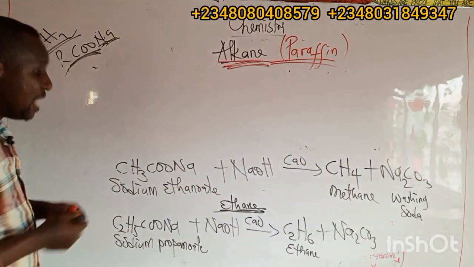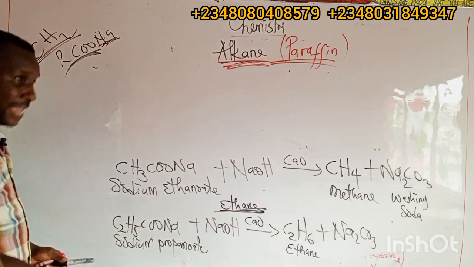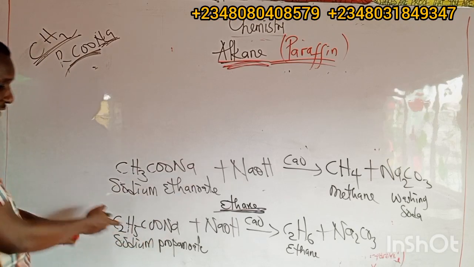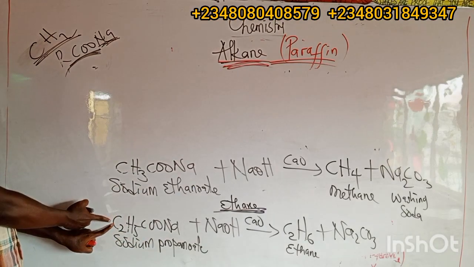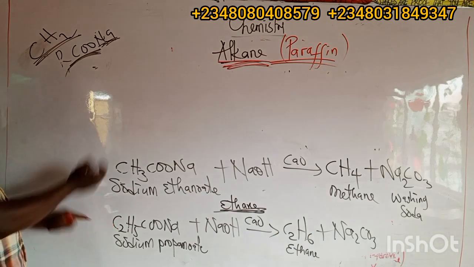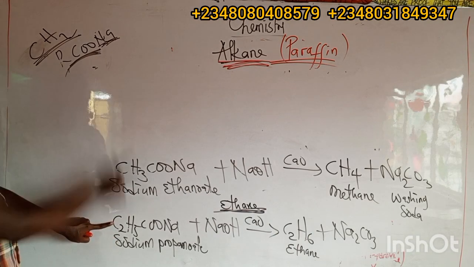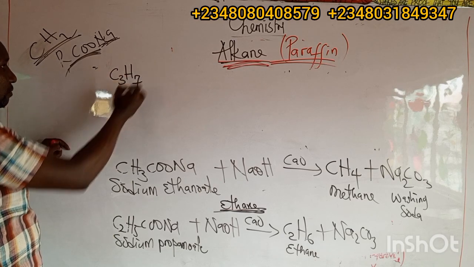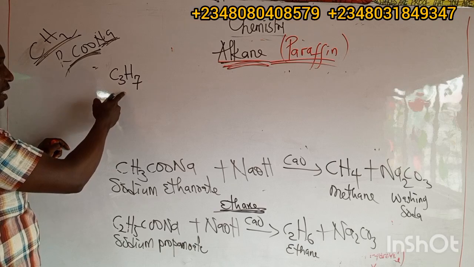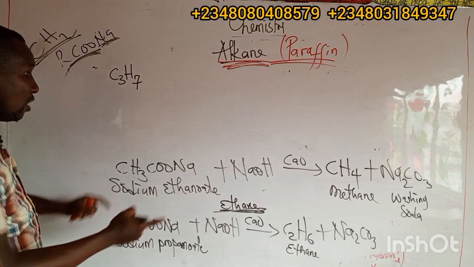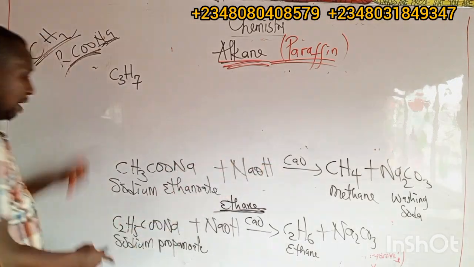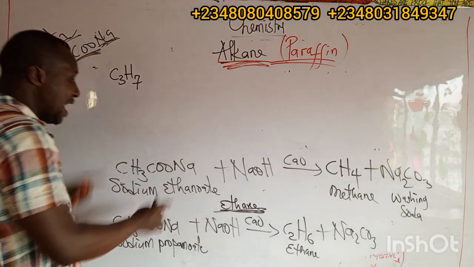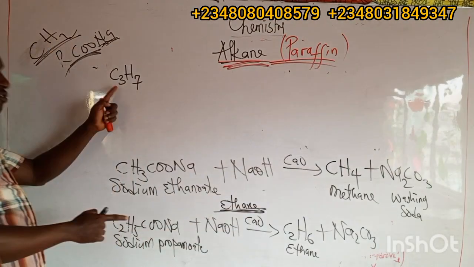If I want to prepare propane now, after propane is butane, so I will use sodium butanoate. For you to get sodium butanoate, just add CH2 to this. Adding CH2, I will have C3H7COONa. I have to prepare propane using sodium butanoate.